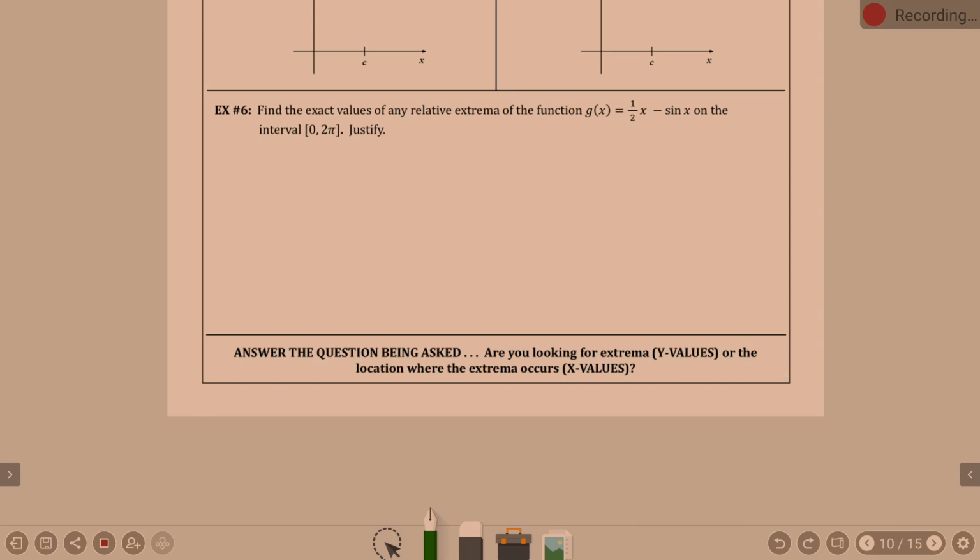What are we going to do? Derivative. What is the derivative of 1/2 x minus sine x? Derivative of 1/2 x is 1/2. Derivative of sine is cosine, so it just stays the same sign. And then we're going to do what? Set it equal to 0. When we solve it, you add the cosine x over, so cosine x equals 1/2.